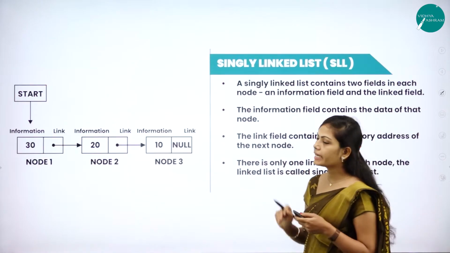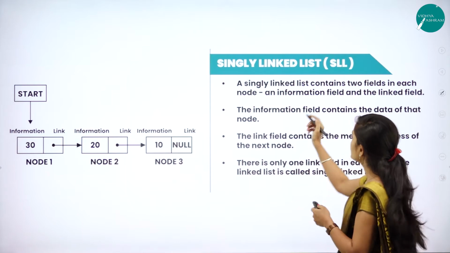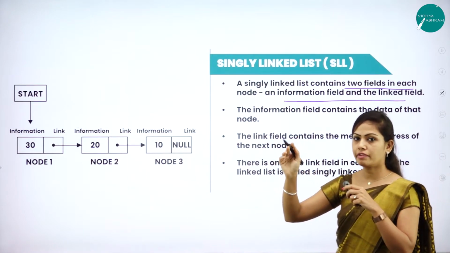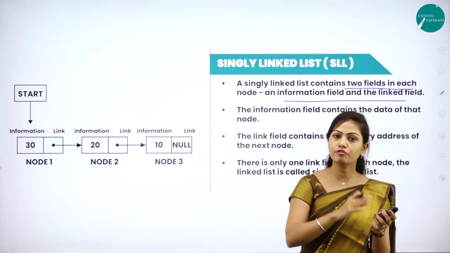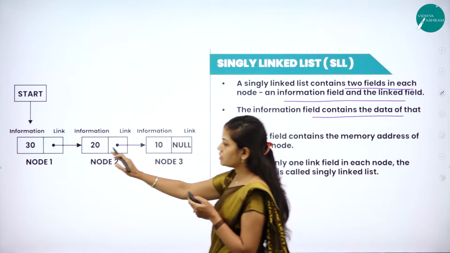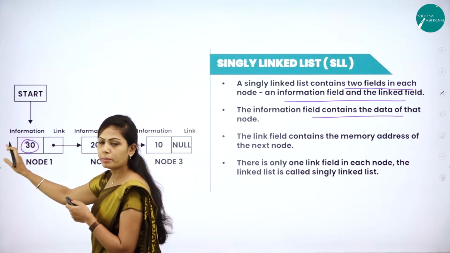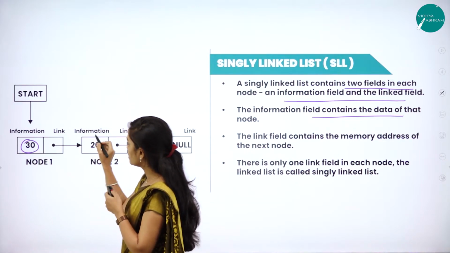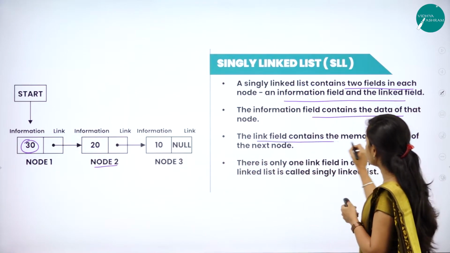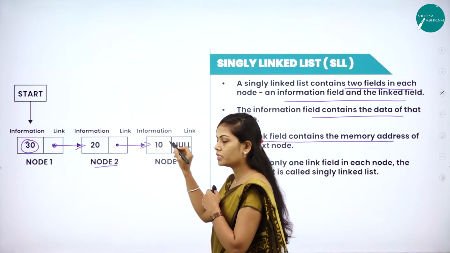So the first one is the singly linked list. Singly linked list means single list. A singly linked list contains two fields in each node, an information field and the link field. Already I have explained, a linked list consists of two parts, that is information part and link part. The information field contains the data of the node. This is the data of the first node, and we have three nodes here. The information field consists of the data of the first node, the data of the second node, the data of the third node. And the link field contains the memory address of the next node.